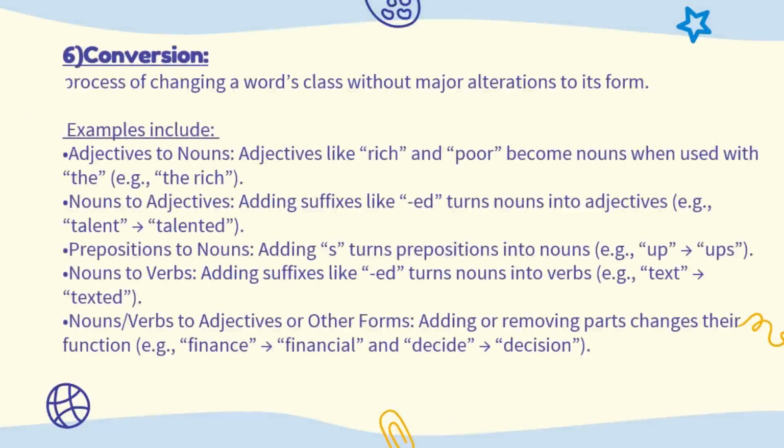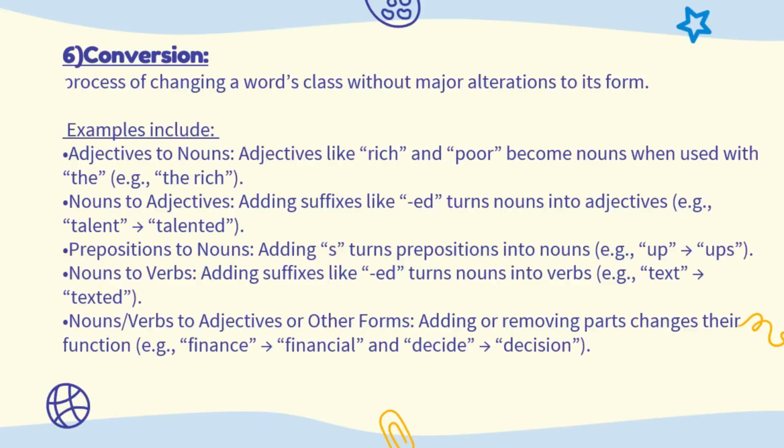Conversion. Conversion is a process of changing a word's class without major alteration to its form. Examples include adjectives to nouns. Adjectives like rich and poor become nouns when used with the, for example, the rich. Also nouns to adjectives, adding suffixes like -ed turns nouns into adjectives, for example, talent, talented. Prepositions to nouns, adding s turns prepositions into nouns, for example, up, ups.